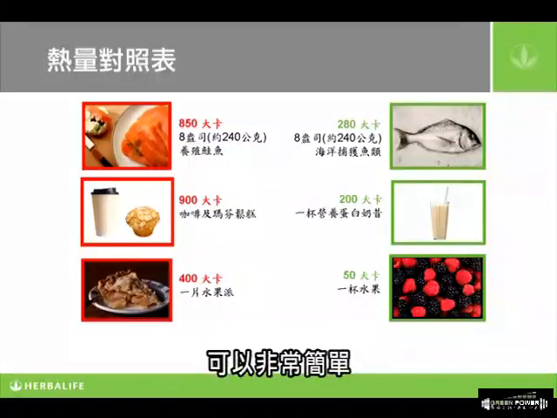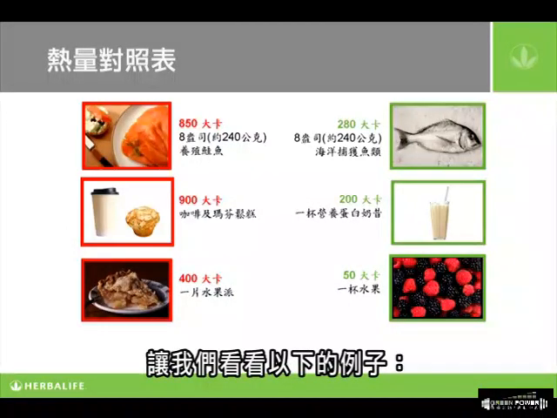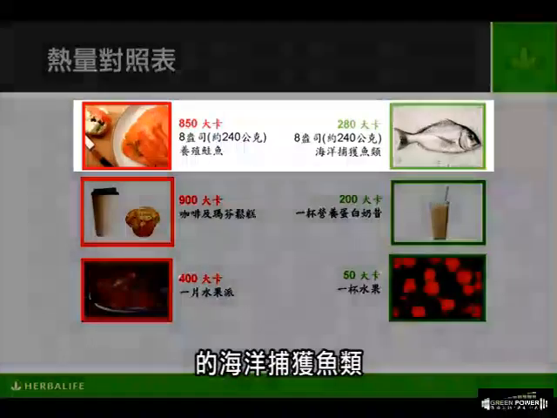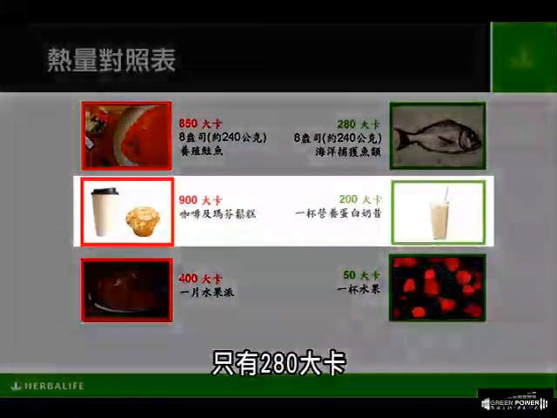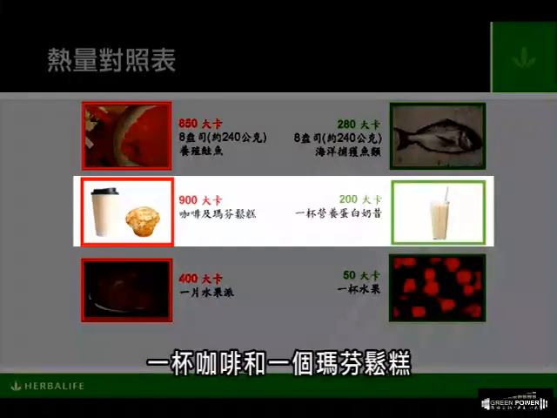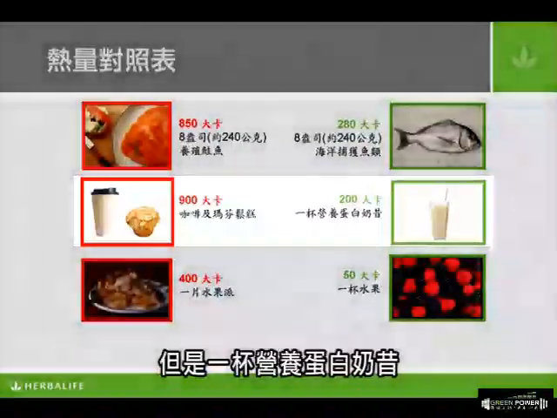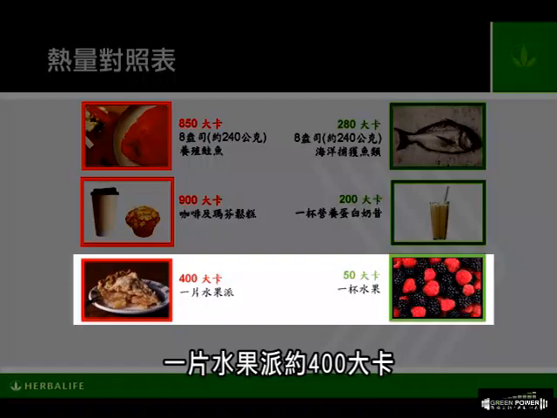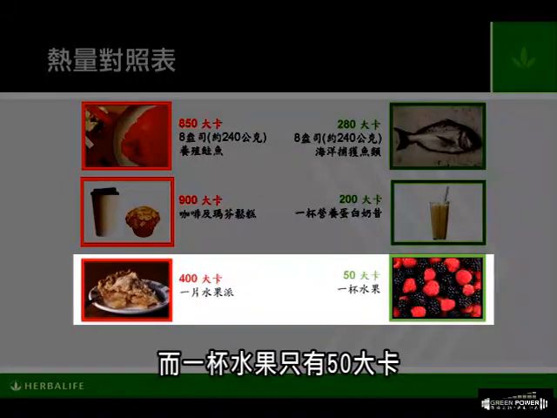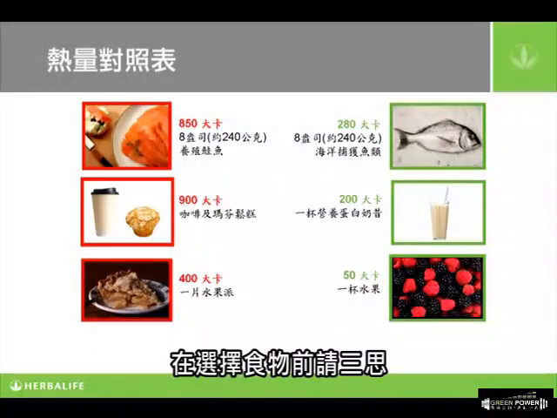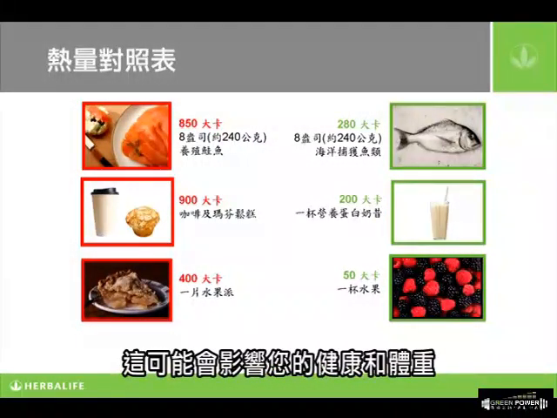Keep in mind that the differences in calories may be significant. Let's see some examples here. An 8-ounce farmed salmon has 850 calories, while an 8-ounce ocean-caught fish has only 280 calories. A coffeehouse coffee drink and a muffin could have as much as 900 calories, while a protein shake has about 200 calories. One slice of fruit pie has about 400 calories, while 1 cup of fruit has only 50 calories. Remember, these are only a few examples. Think twice before making a meal choice. It could affect your health and weight.